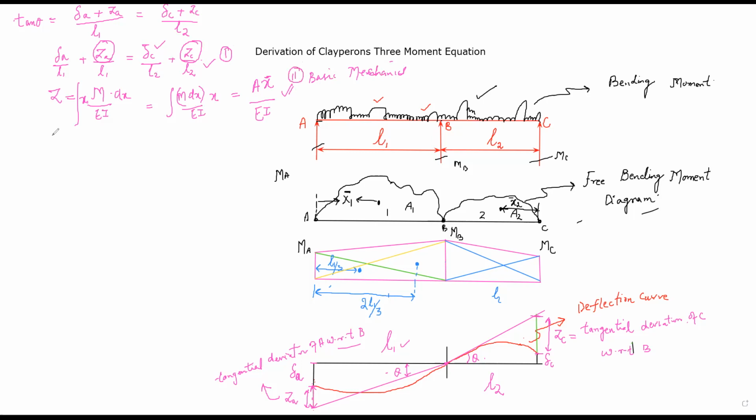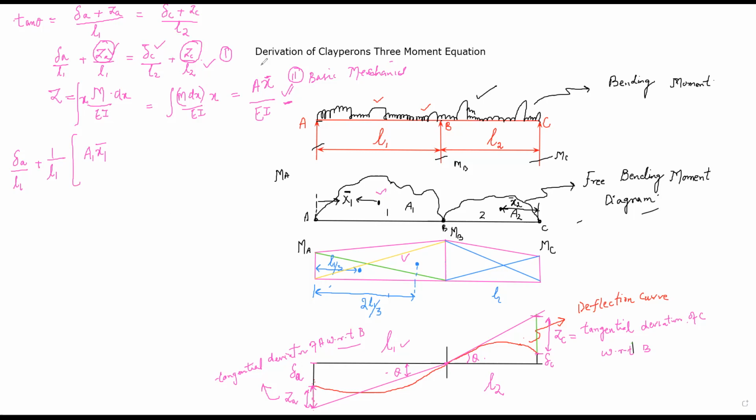From here I can write del A by L1 plus 1 by L1 into ZA. Now in place of ZA, using the second moment area theorem expression, this is equal to A1 x1 bar. Why A1 x1 bar? Because you are having two moment area diagrams, and the actual moment area diagram will be the resultant of these two diagrams.